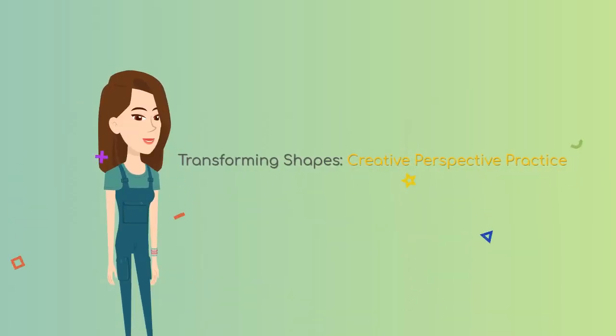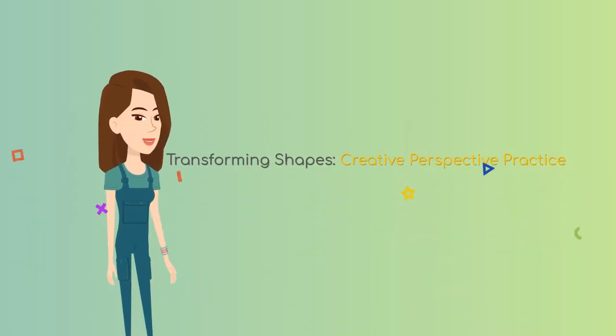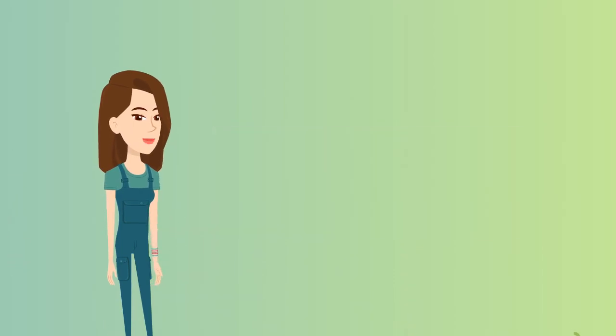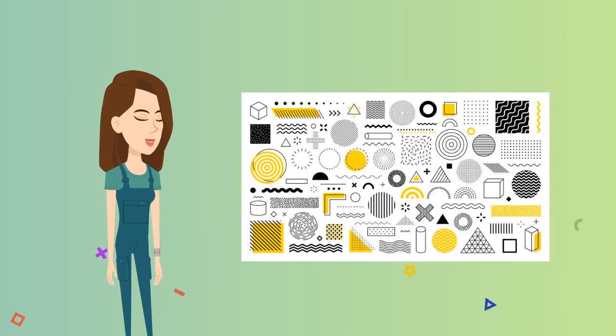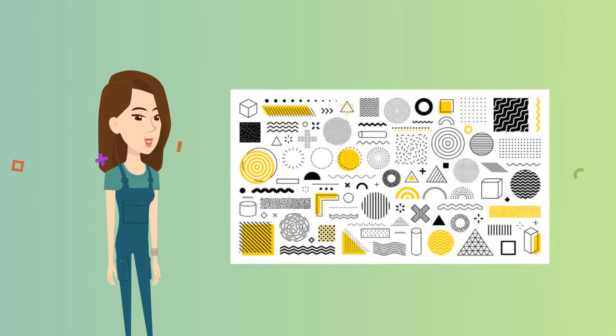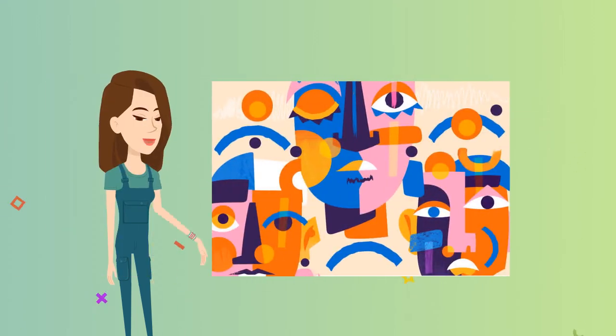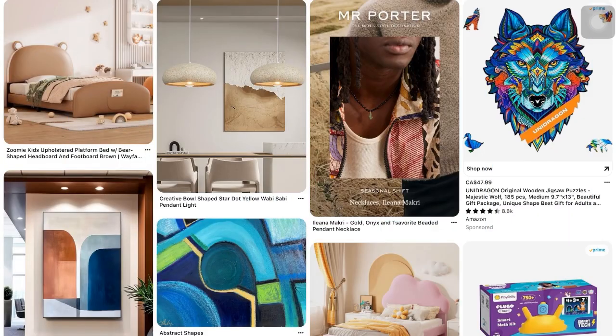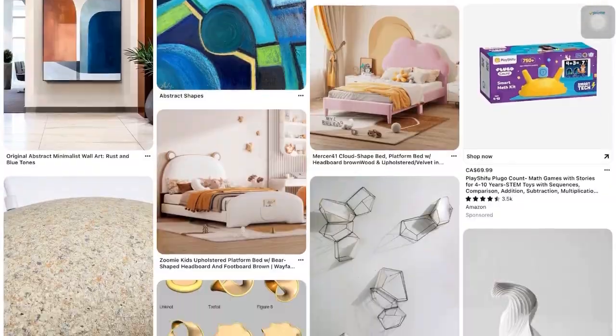Welcome to today's class. The title of our lesson is Transform, and we're going to explore how to turn basic, random shapes into beautiful artwork. Whether you're drawing squares, circles, or abstract forms, you'll learn how to creatively transform them into something unique. Get ready to have fun and unlock your artistic potential.